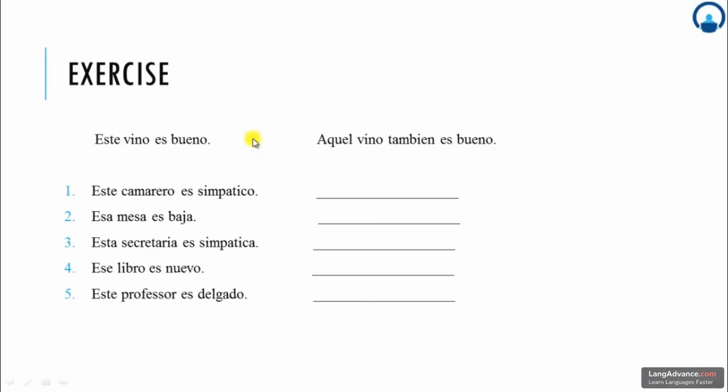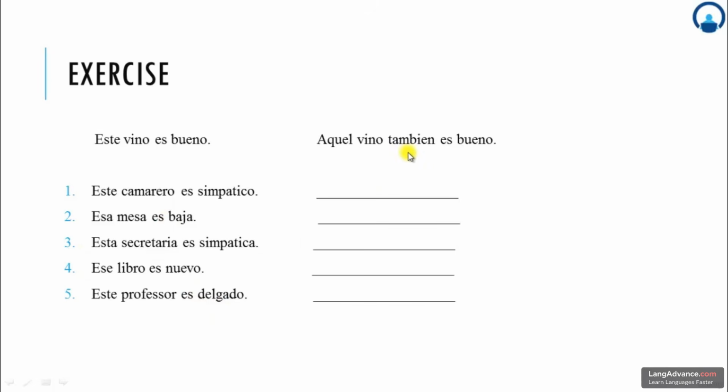So, what you have to do is, you are being given 5 statements on the left hand side. On the right hand side, you have to change the position of those objects or those persons. Like in the example, este vino, this means this wine. I've changed it to that wine, so I've changed the distance. This to that and that to this. Okay, that's how you'll solve these 5 statements.